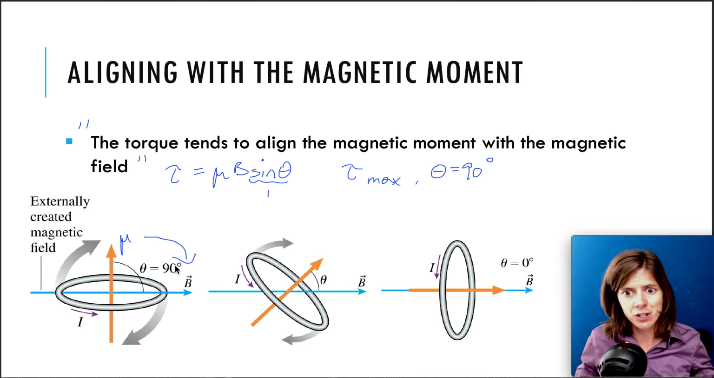So that's this first case here. Theta is 90 degrees. The angle between mu and B is 90. That's the maximum torque. It's really going to want to rotate and align with B.